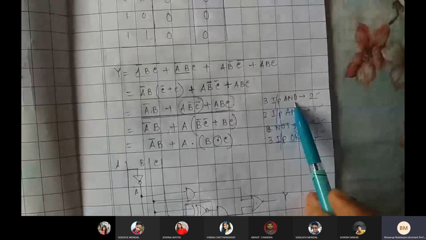So how many gates? 3 plus 3 is 6, plus 1 is 7. So still it is lower than this one. And most interestingly, there are only 2 AND gates which contain 3 inputs. The other AND gate has 2 inputs. So even if you stay right over here, it is also a minimized one, or a better one.